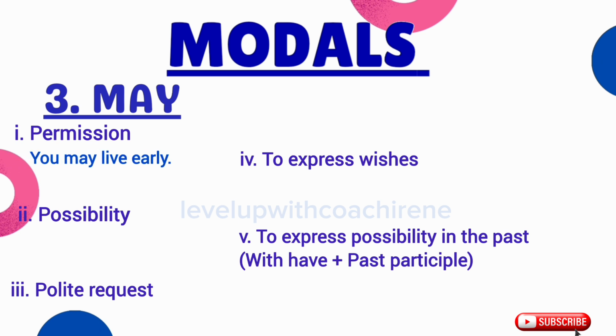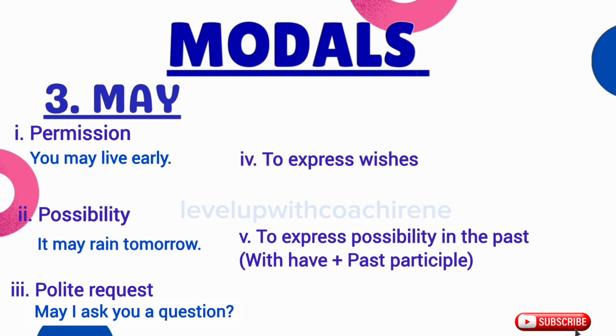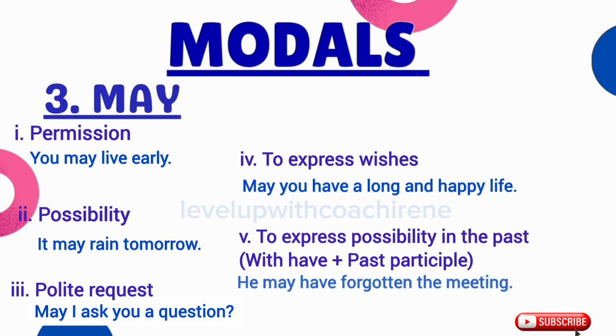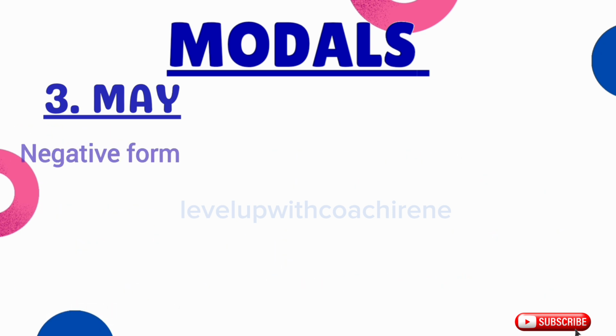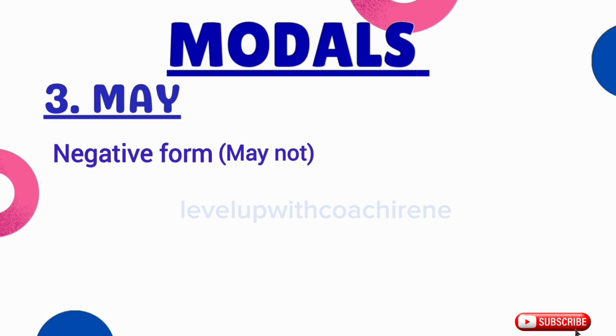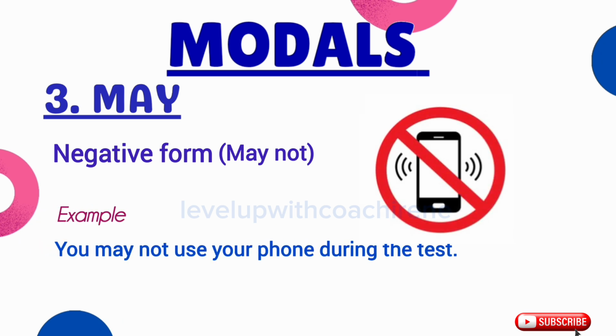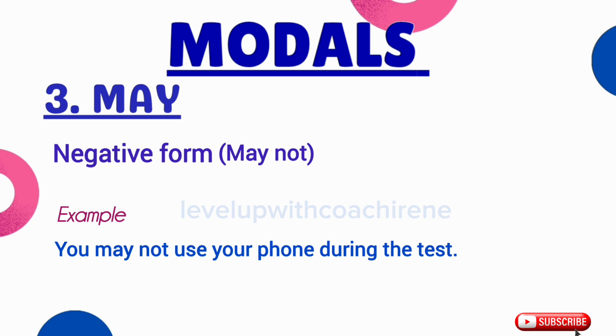Examples include, you may leave early. It may rain tomorrow. May I ask you a question? May you have a long and happy life. He may have forgotten the meeting. The negative form of may is may not, and it is used for prohibition. May not is used to indicate that something is not allowed. For example, you may not use your phone during the test. May is an important modal verb that conveys politeness, possibility, and formal permission, making it a versatile tool in English communication.